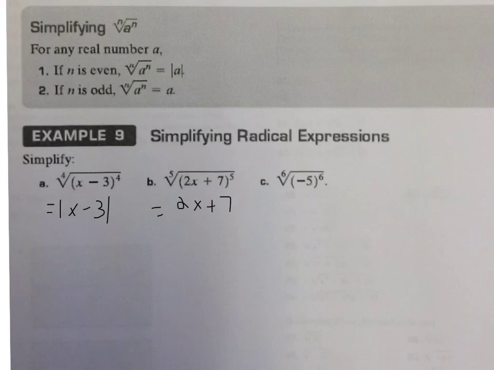And C, we've got sixth root of negative 5 to the sixth. We have an even root, and so we're going to have the absolute value of negative 5, because the sixth root will cancel out with the sixth power, but we can figure out the absolute value of negative 5. That's just 5.